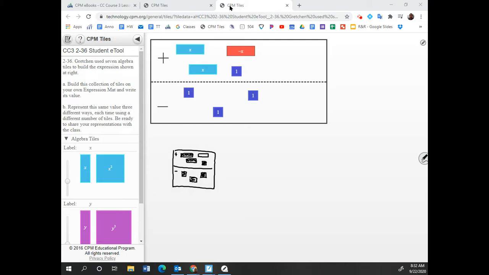So what I want you to do is right next to it, build me a sketch of the exact same quantity, the value of that, with a different number of tiles. Got it? Okay. I'm not gonna give you a hint. I wanna see, pause the video, try it, and then unpause it when you're ready.